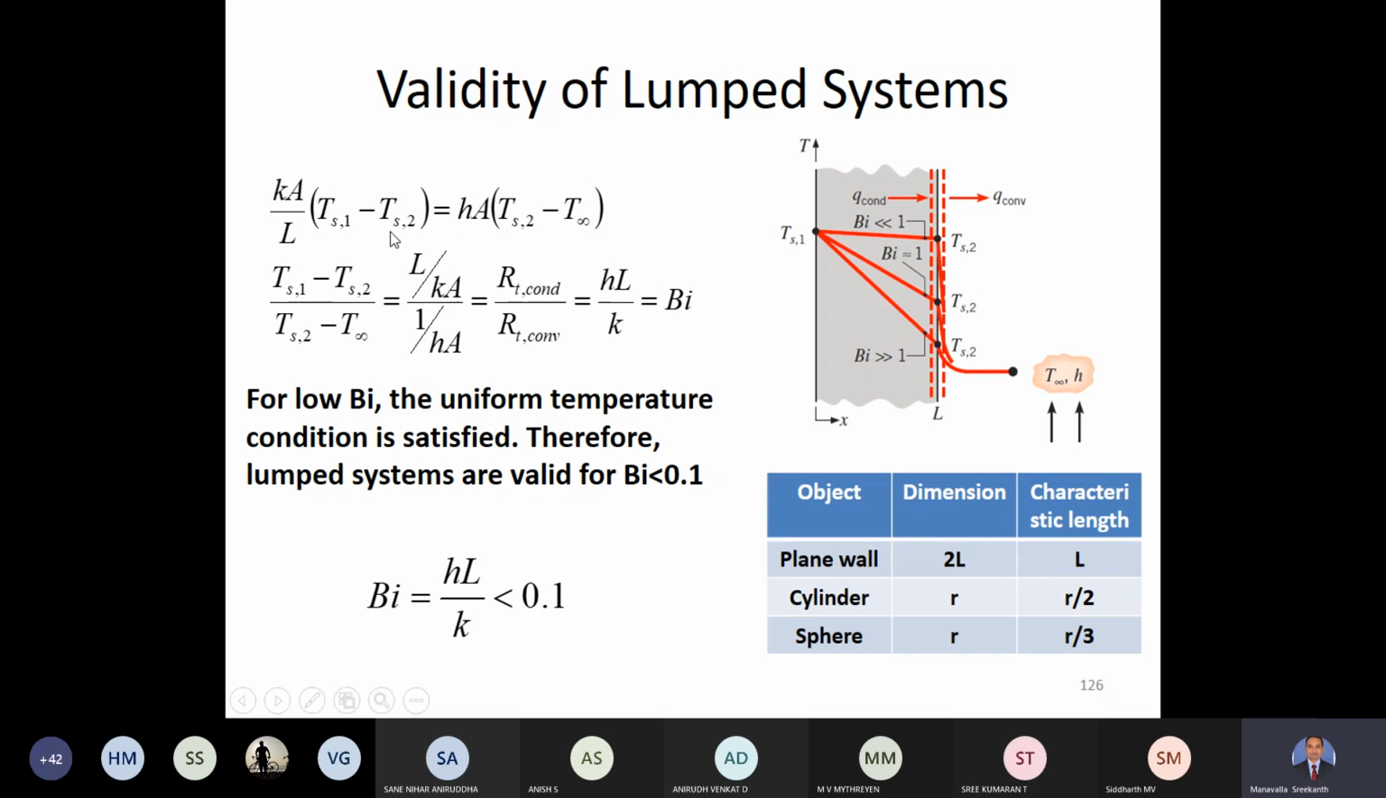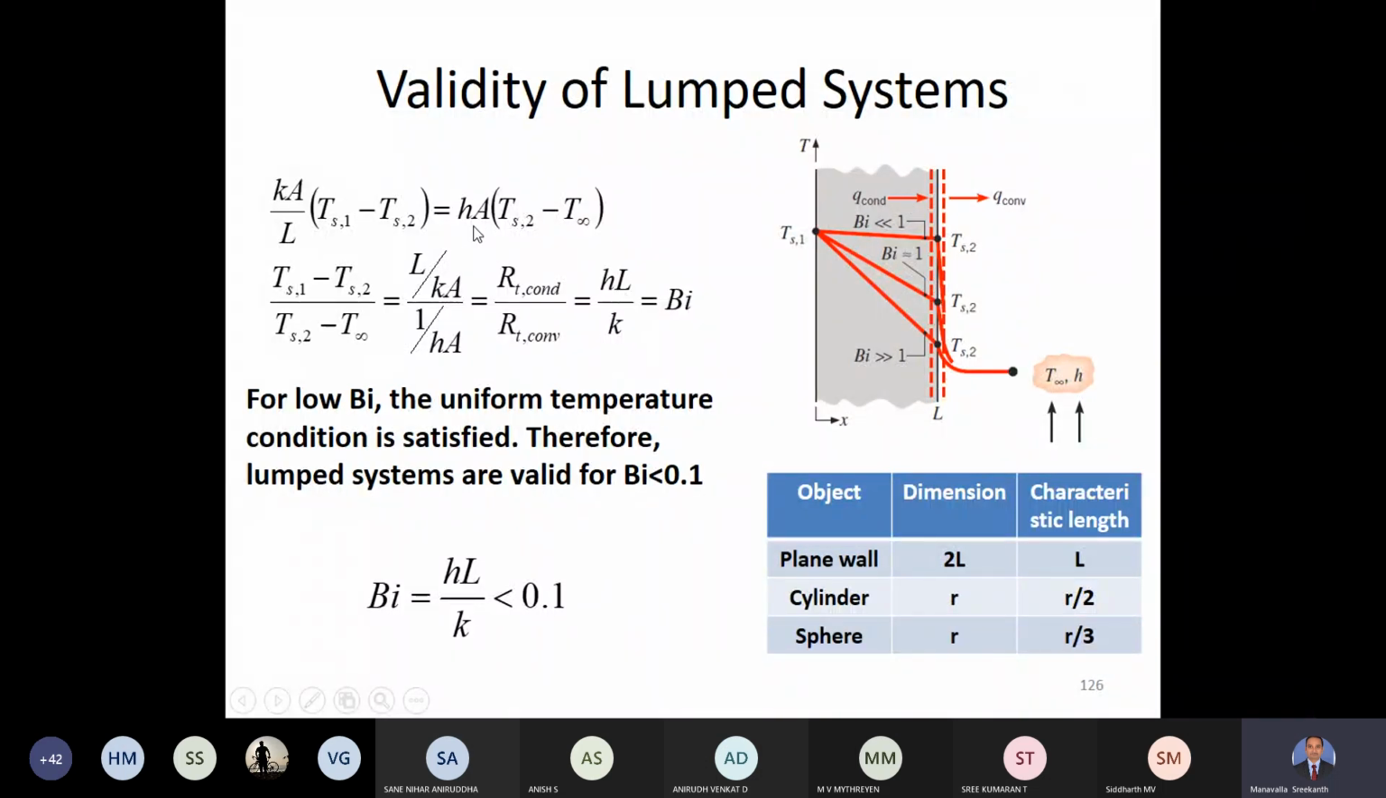So kA delta T is Ts1 minus Ts2. This one is at a particular instance. At that time, the heat convected is hA delta T, the heat transfer coefficient multiplied by the area. Since this is a plane wall, the area of conduction and the area of convection on both sides is the same.